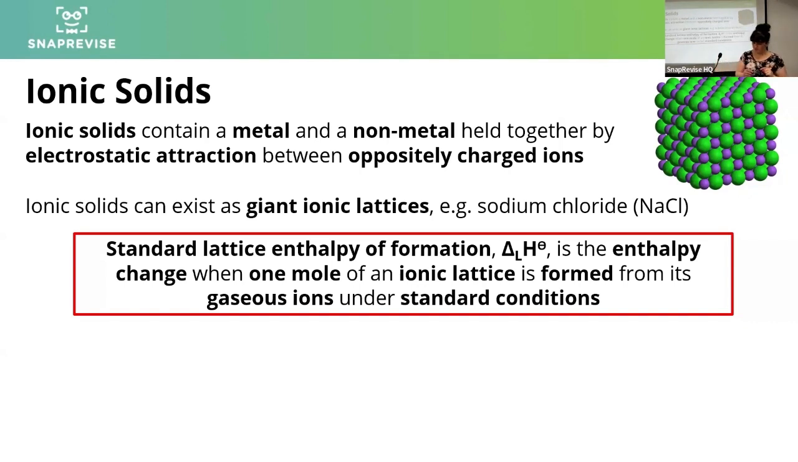For example, you might be asked to write an equation which represents this process. This is when states are important because it has to be gaseous ions forming an ionic lattice. And if we're forming an ionic lattice, we're going to be forming an ionic solid. So again, states are important, so we must include them in this case.